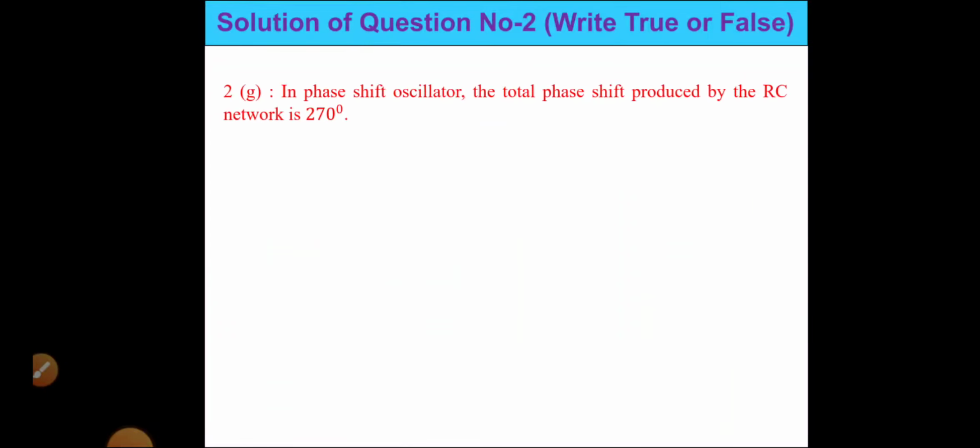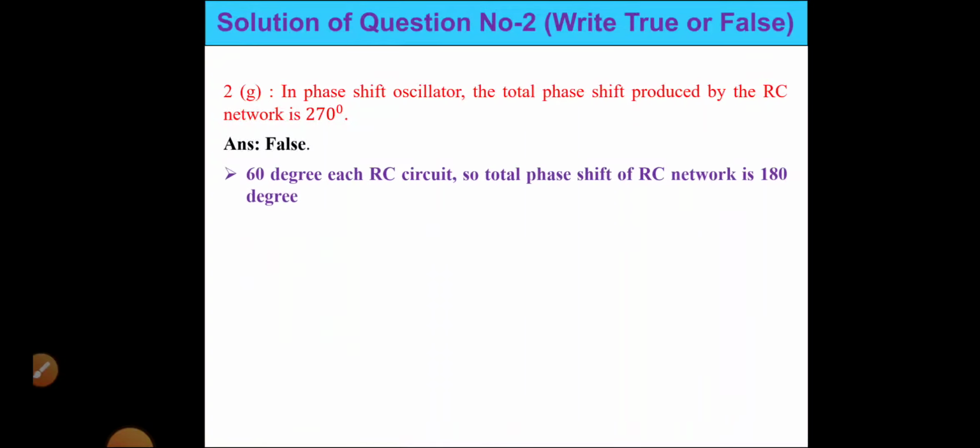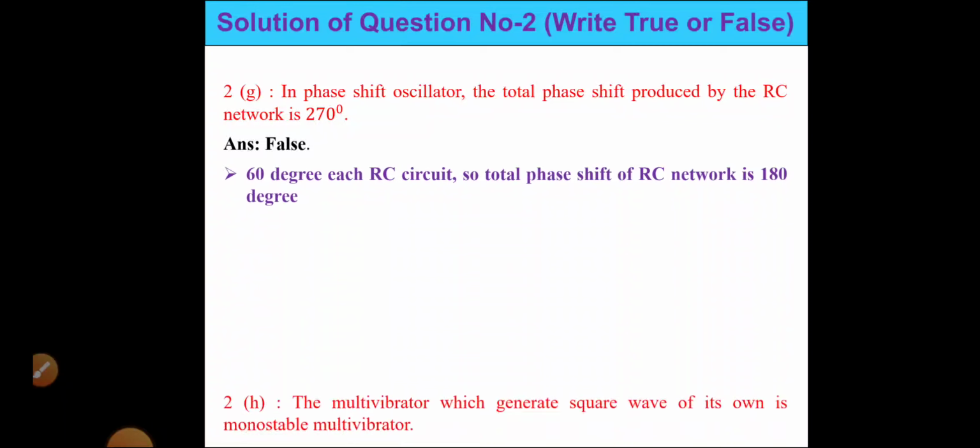In a phase shift oscillator, the total phase shift produced by the RC network is 270 degrees. This statement is false, because each RC section gives a phase shift of 60 degrees. So there are 3 phase shift sections in a phase shift oscillator. So the total phase shift will be 180 degrees. So this statement is false.